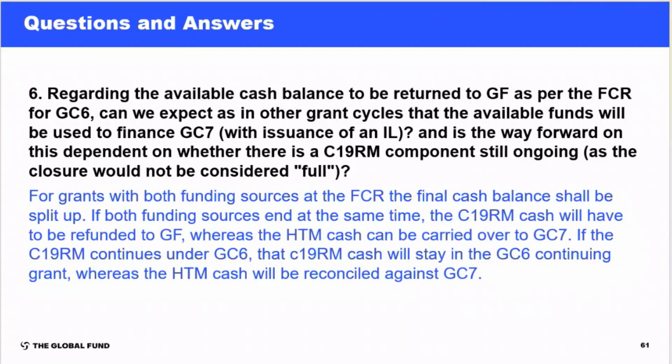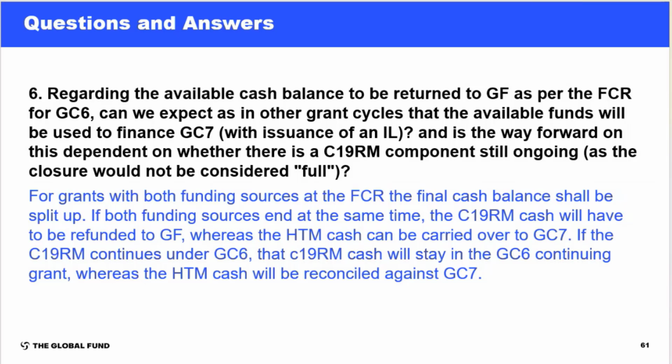Okay, so regarding the cash to be returned to the Global Fund as per the FCR for GC6, can we expect, as in other grant cycles, that the available funds will be used to finance GC7 with the issuance of an IL? And is this dependent on whether there is a C19M component still ongoing? So for grants where we have both funding sources, C19 and HTM, at the FCR we'll split these balances. Until now, we didn't split them because the current PUDR was not catered for that. But at this FCR, we'll have to split those balances.